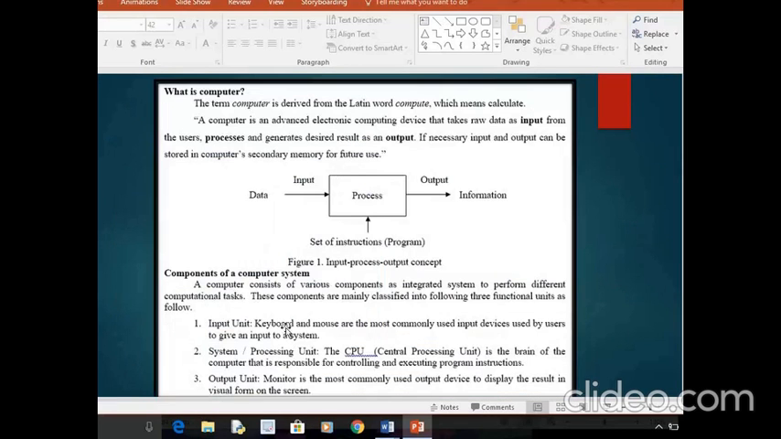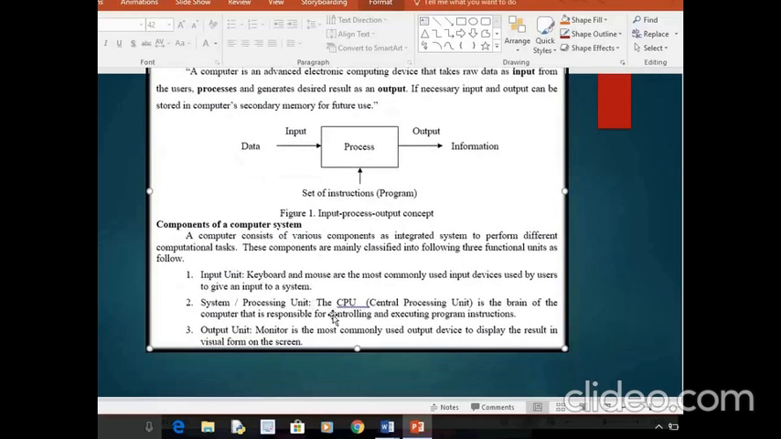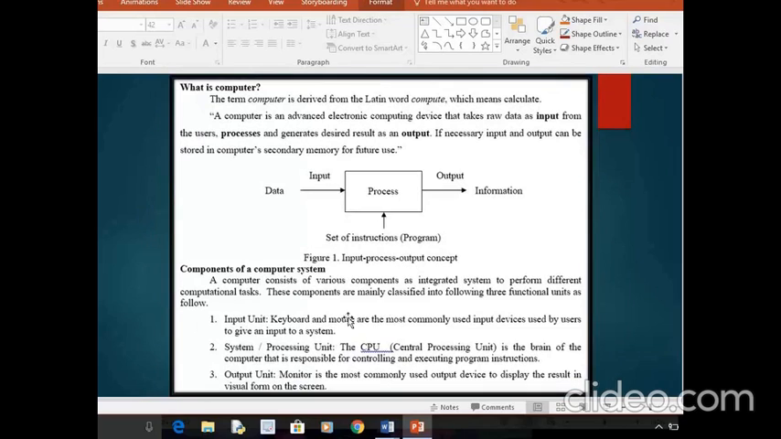Our system is made up of n number of components, but these are classified into three functional units: input unit, system unit, and output unit. Whatever I have given in my notes is very little. You should always know more than what I have written in my notes, and present it nicely and briefly with quality points in the examination so that you can get very good marks.